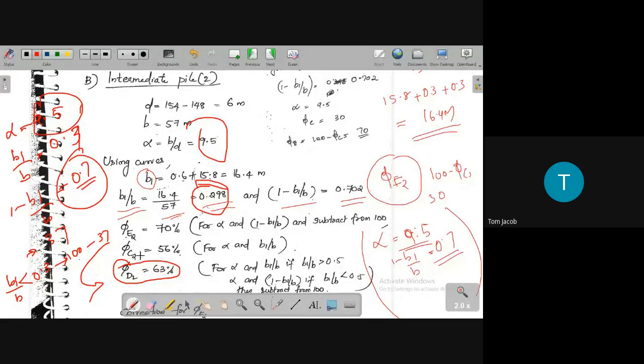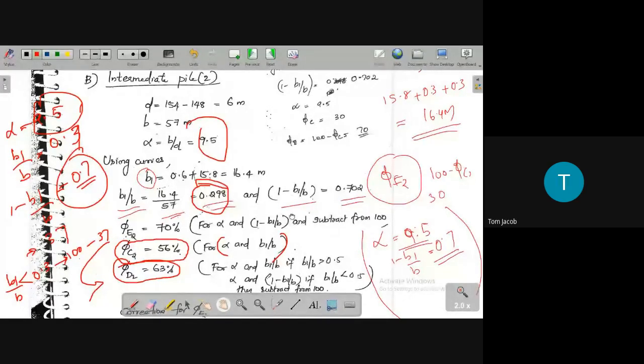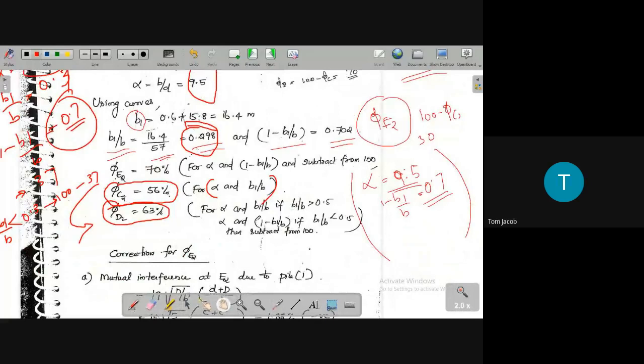Next, we have to find out the value for 5C2. 5C2 is taken directly for the value of alpha and B1 by B. So three cases. First 5E2: for 5E2 you take alpha and 1 minus B1 by B and subtract from 100. Then for 5C2 you take simply the reading for alpha and B1 by B, and for 5D2 again there will be a subdivision of two cases. When B1 by B is greater than 0.5, simply read for alpha and B1 by B, and if B1 by B is less than 0.5, find alpha and 1 minus B1 by B, then subtract it from 100.